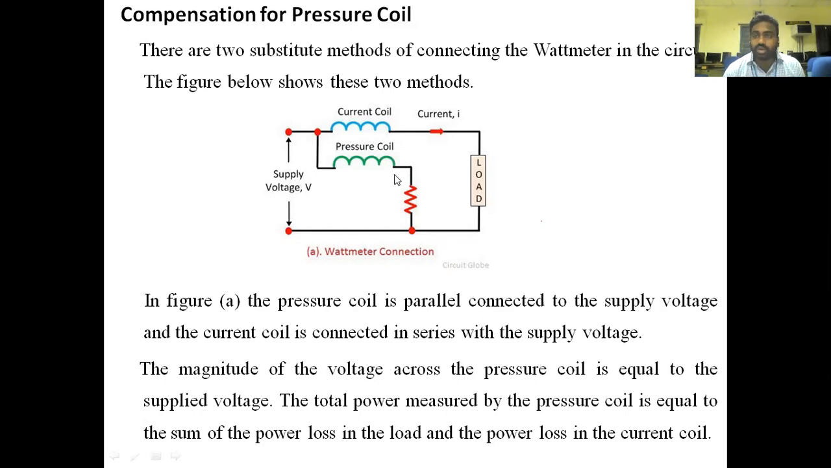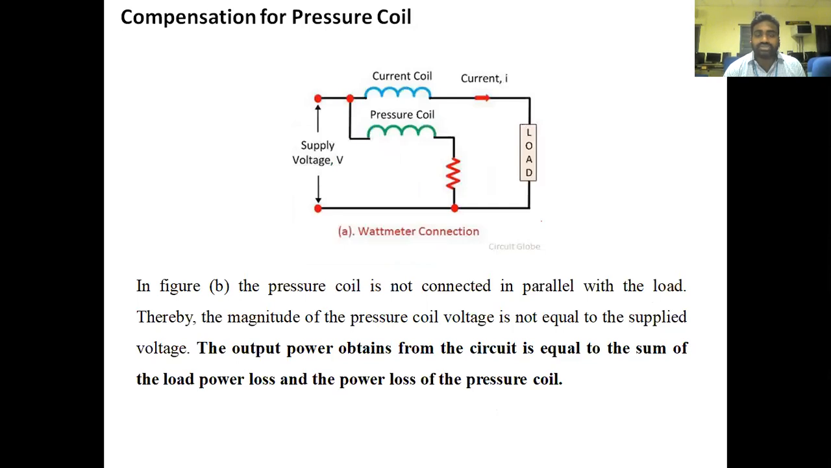So this is one of the important modifications. Coming to the second modification, in the second modification, we can connect this pressure coil. In this modification, we can connect this pressure coil, not here. The circuit is quite wrong.